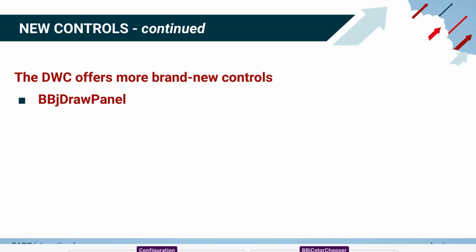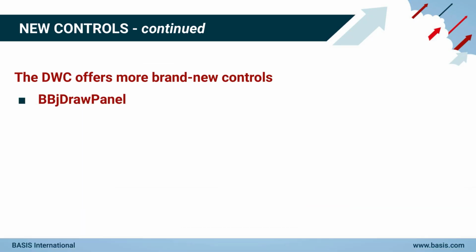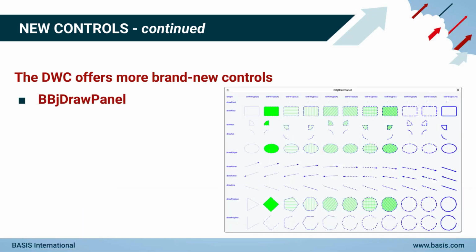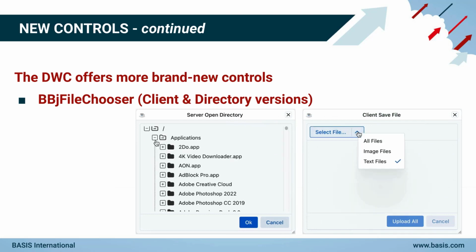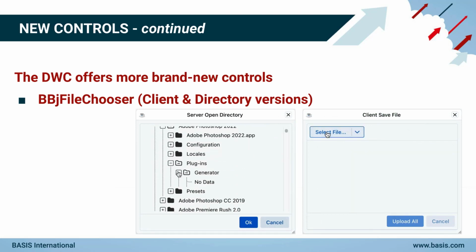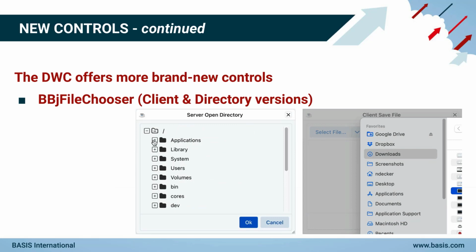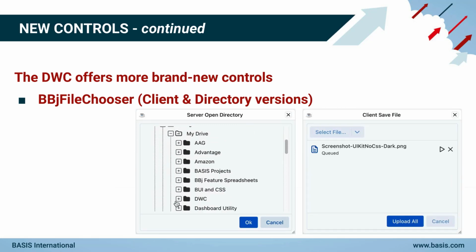The final few controls are also new to the DWC. The BBjDrawPanel that lets us draw text, lines, shapes, arrows, and more. And the BBjFileChooser. Basis hasn't quite finished implementing this control yet, but the client and directory versions are functional.